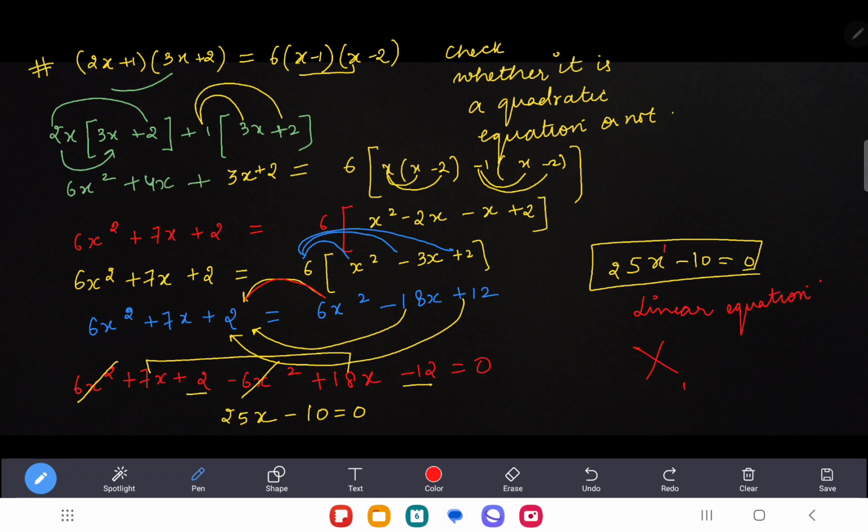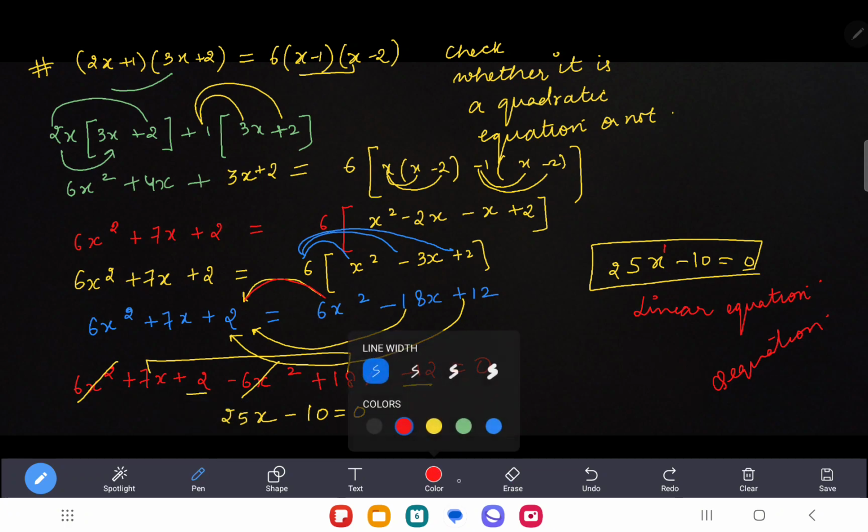Do you understand my point? So I will say that this is not a quadratic equation. Understood or not? Right. Okay, so copy this down.